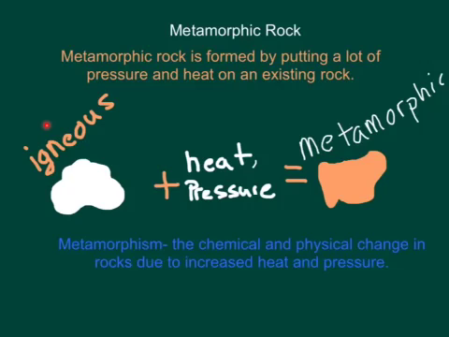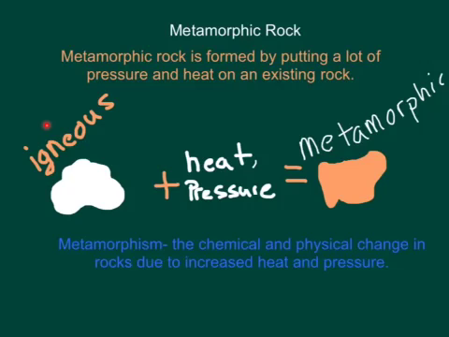What starts to happen is the atoms inside actually start to change. So that makes up a chemical change. It's changing internally. It's changing chemically. But it also changes physically. It rearranges. And that's when we call it a metamorphic rock.